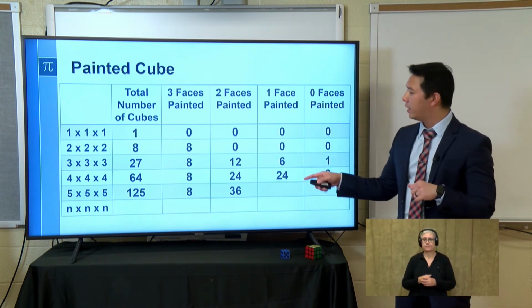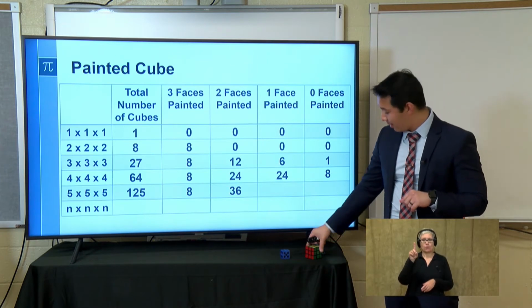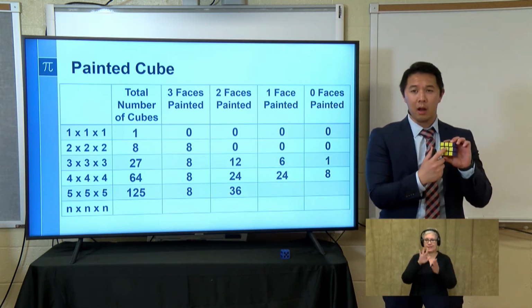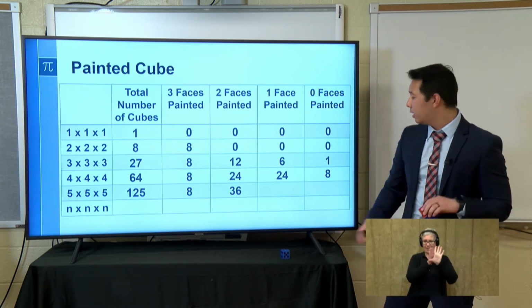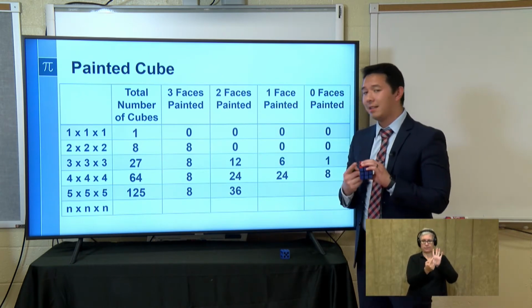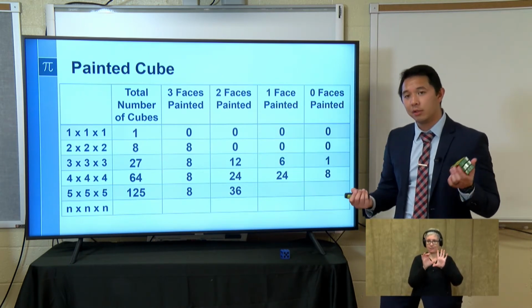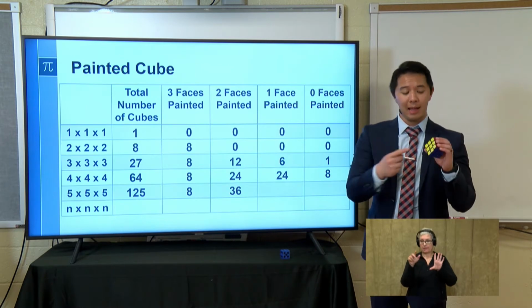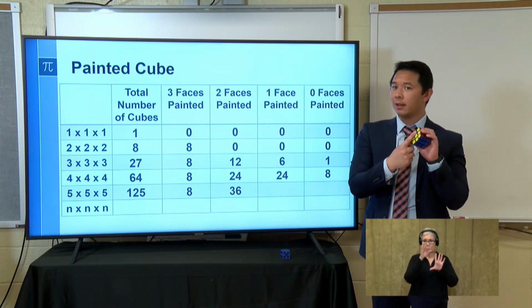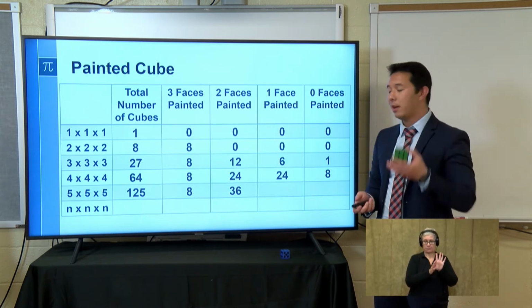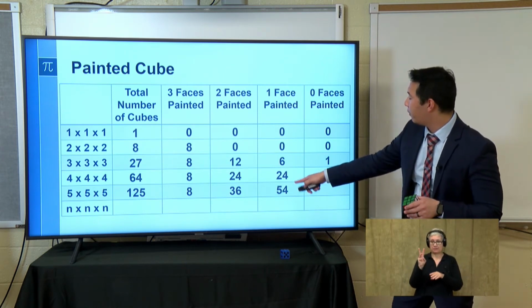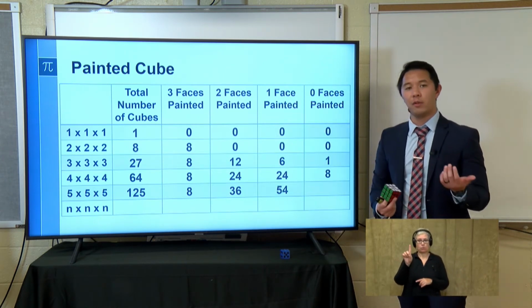If I'm looking at 1 face painted on a 5 by 5 by 5, that's the very center square on each face. And in this particular case with the 5 by 5 by 5, that center square has dimensions of a 3 by 3. So I've got 9 total cubes on 1 face, and a cube has 6 faces, so 9 times 6 gives us 54 total unit cubes that have just 1 face painted.